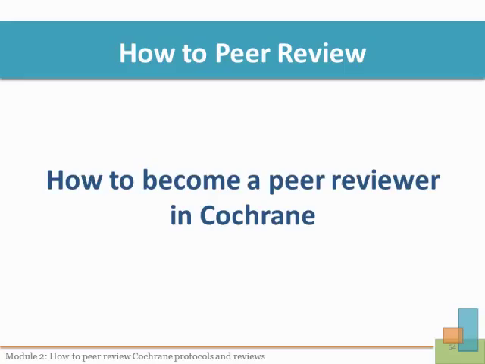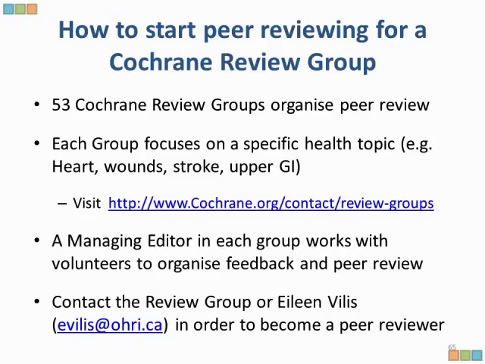Now that you know the basics about how to peer review Cochrane protocols and systematic reviews, how do you become a peer reviewer in the Cochrane Collaboration? As I mentioned, there are 53 Cochrane review groups around the world that organize peer review of systematic reviews. Each group focuses on a specific health topic, such as heart, wounds, stroke, upper GI, etc. You can find the list of review groups on the Cochrane Collaboration website under Contact and Review Groups.